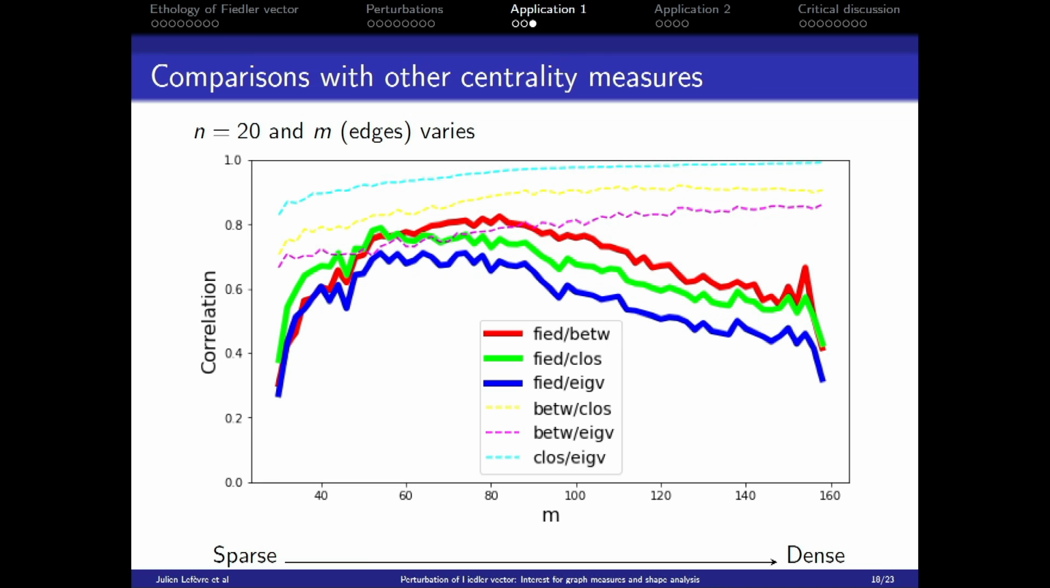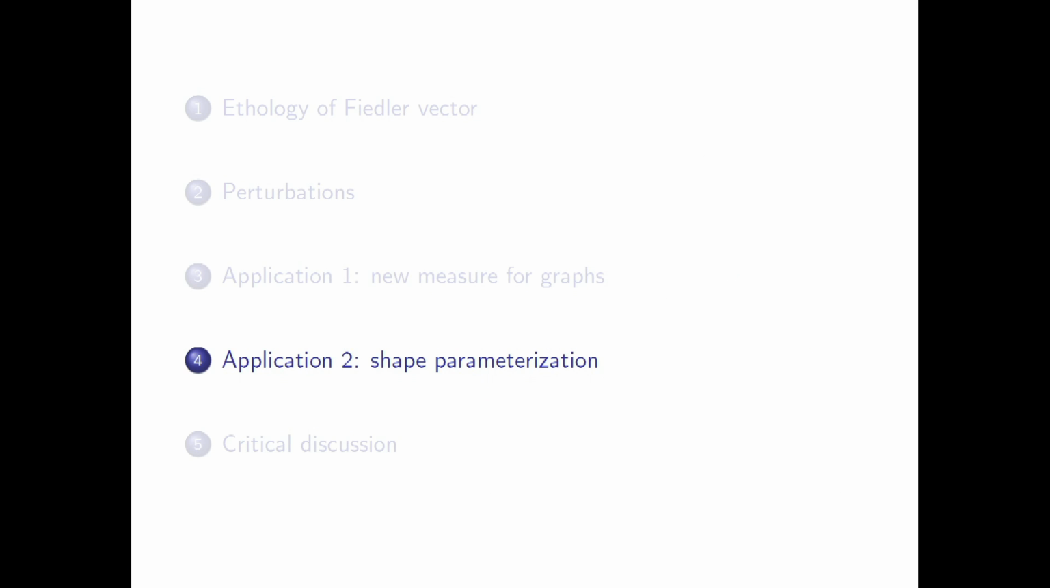Okay, there is a regime of the number of edges where it's comparable, but for, let's say, denser graphs, it's more difficult to find similarities. So at the moment we have no explanation for this result, and I will say a few words about that at the end. And the last application is about shape parameterization.